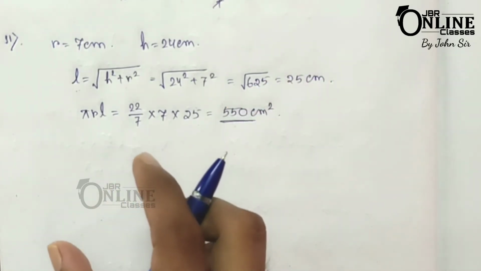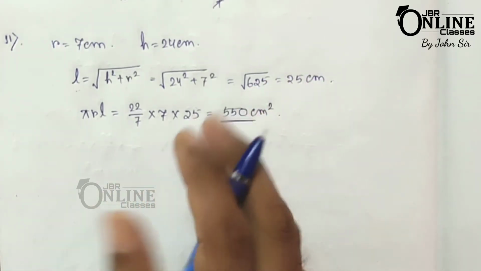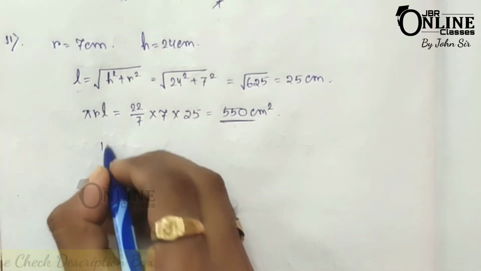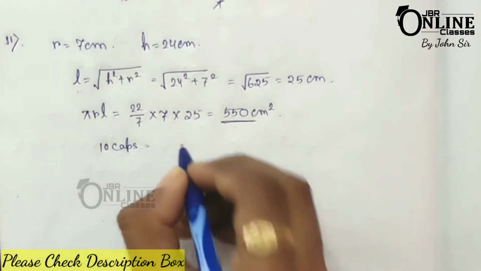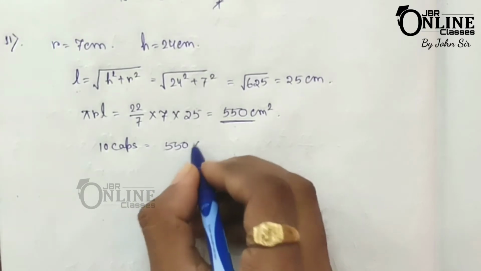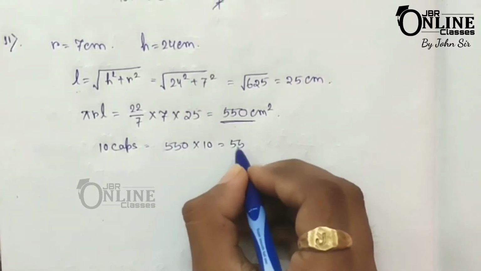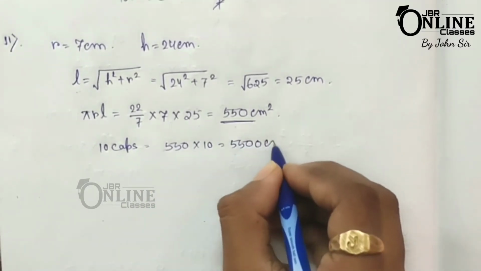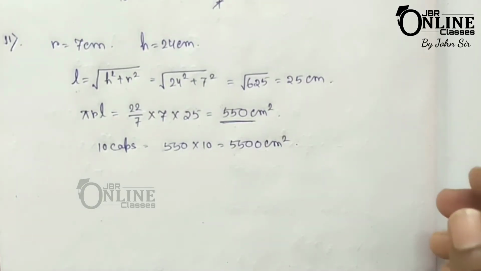Now you have to find out the total area of 10 caps. So for 10 caps the total area equals 550 into 10, and that equals 5500 centimeter square. That is the final answer.